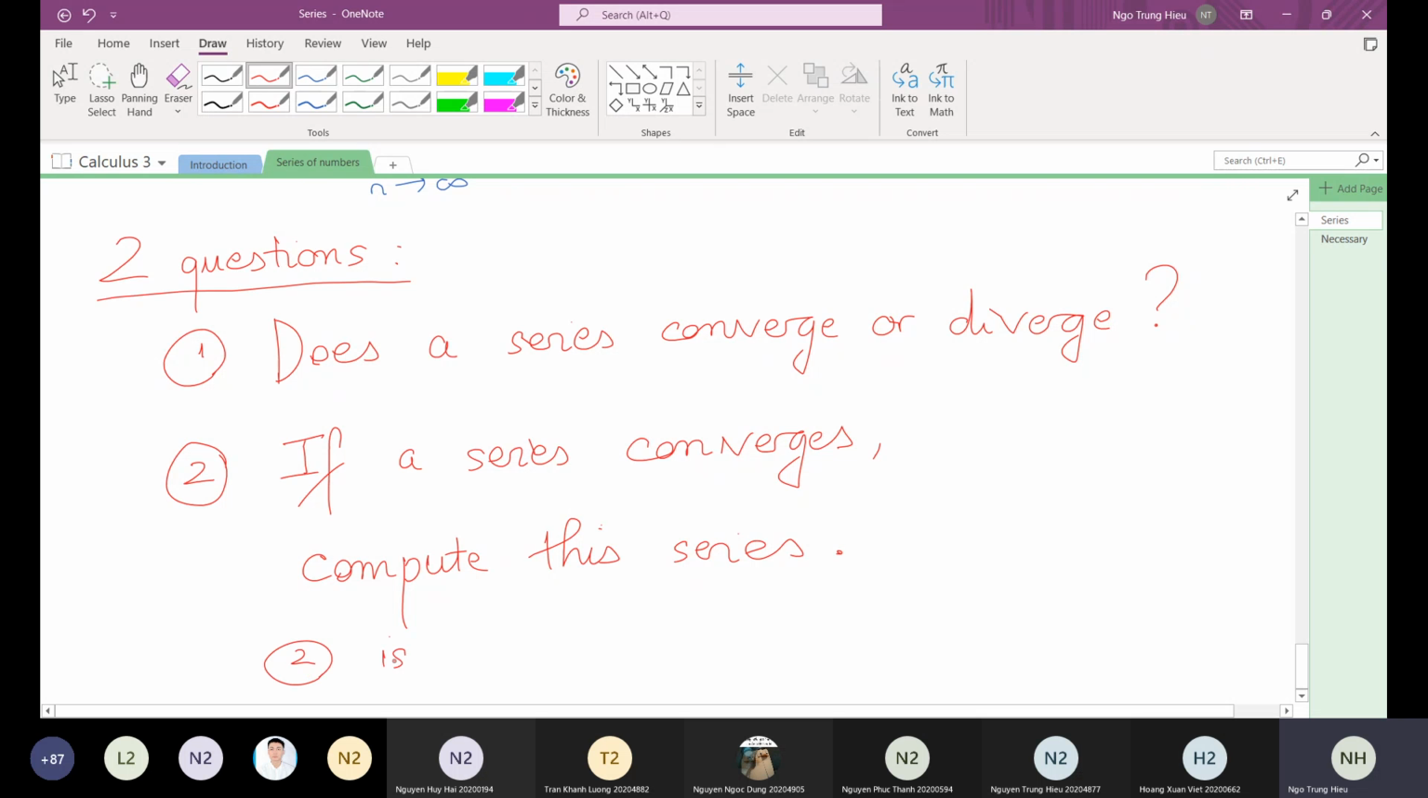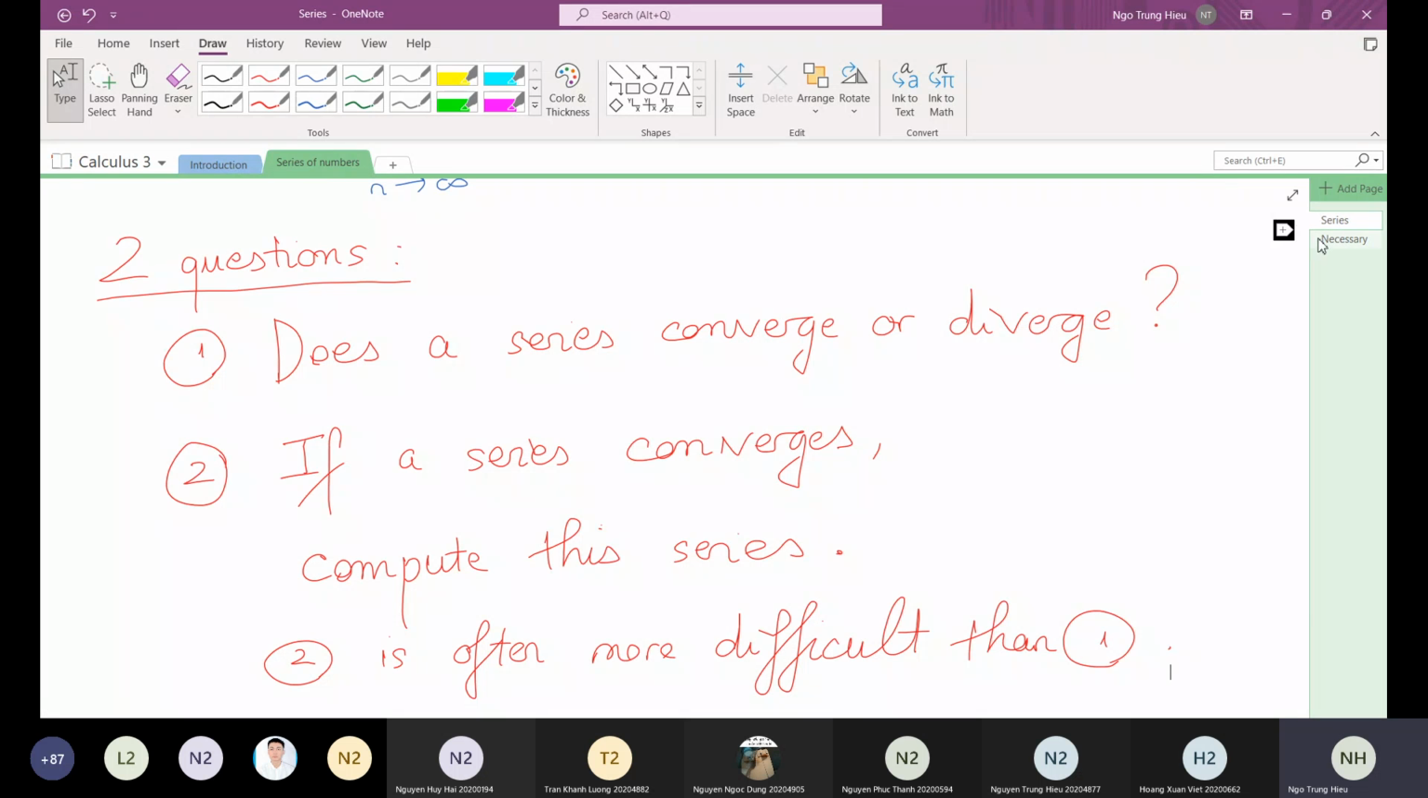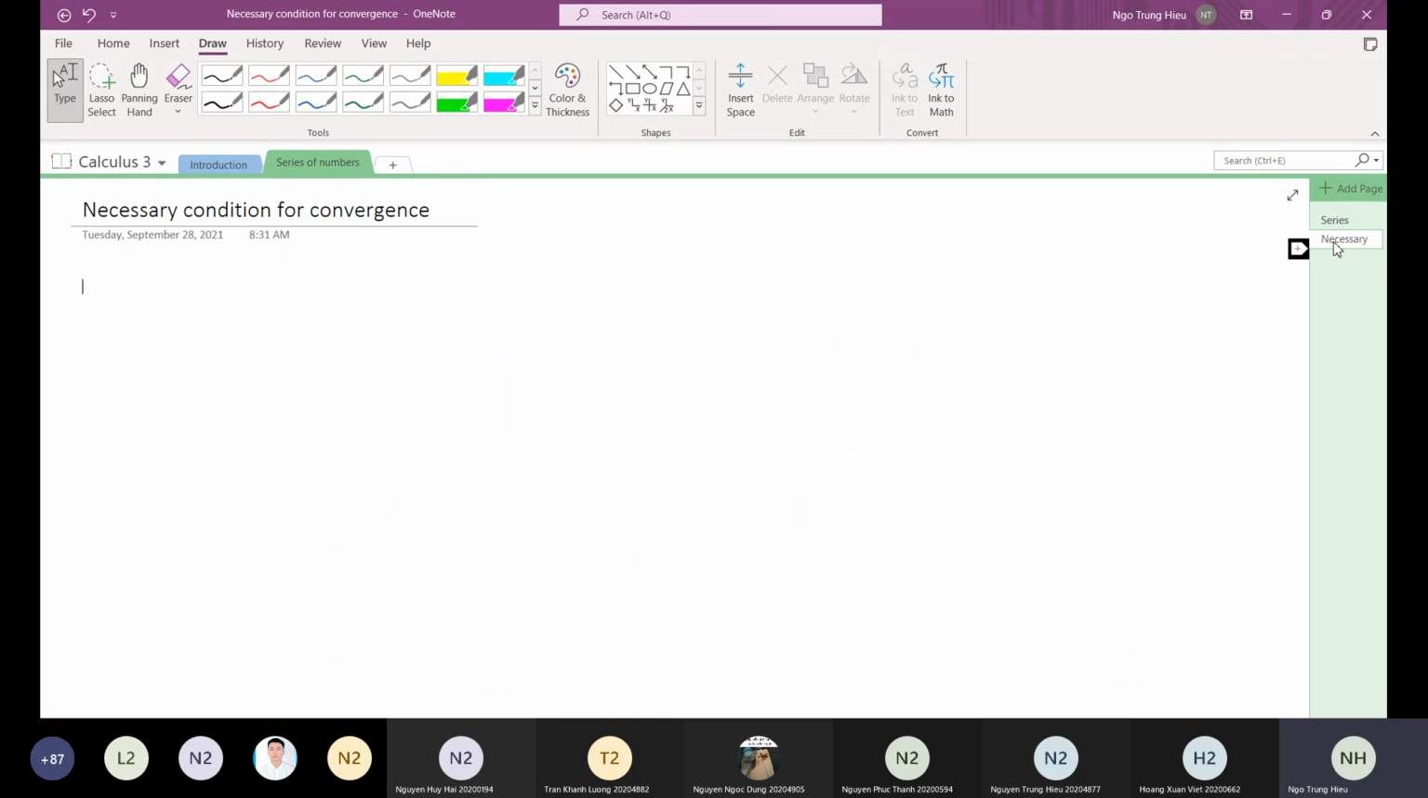So the second question is often more difficult than the first question, right? We will try to answer these two questions in later sections, and we'll have many different methods to answer them. These questions cannot always be answered, but they can be answered in many cases using different methods. Our first theorem is about a necessary condition for convergence. This theorem is called the necessary condition for convergence.